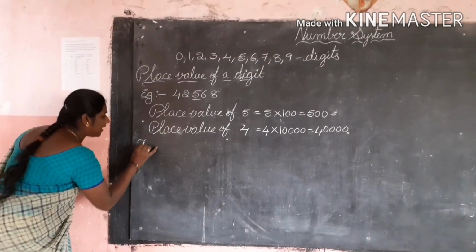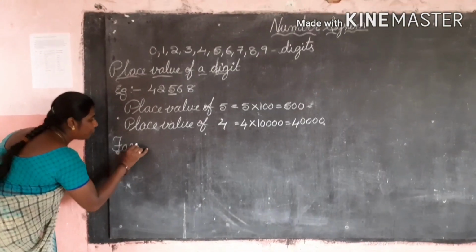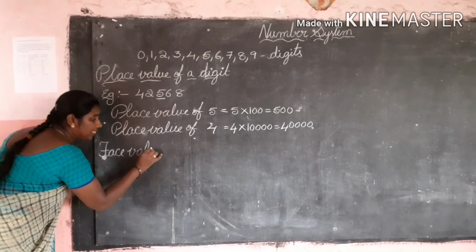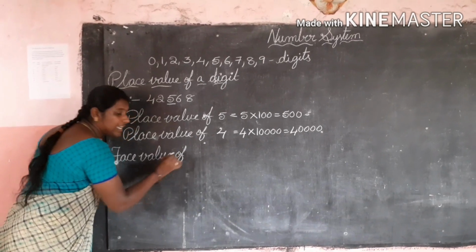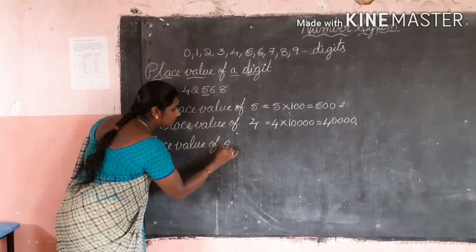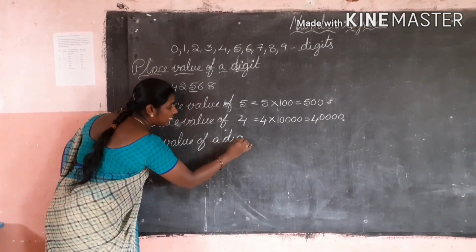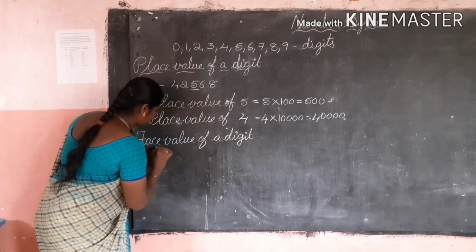Next, what is the face value of a digit? How do we find the face value of a digit? The face value of a digit is the digit itself.